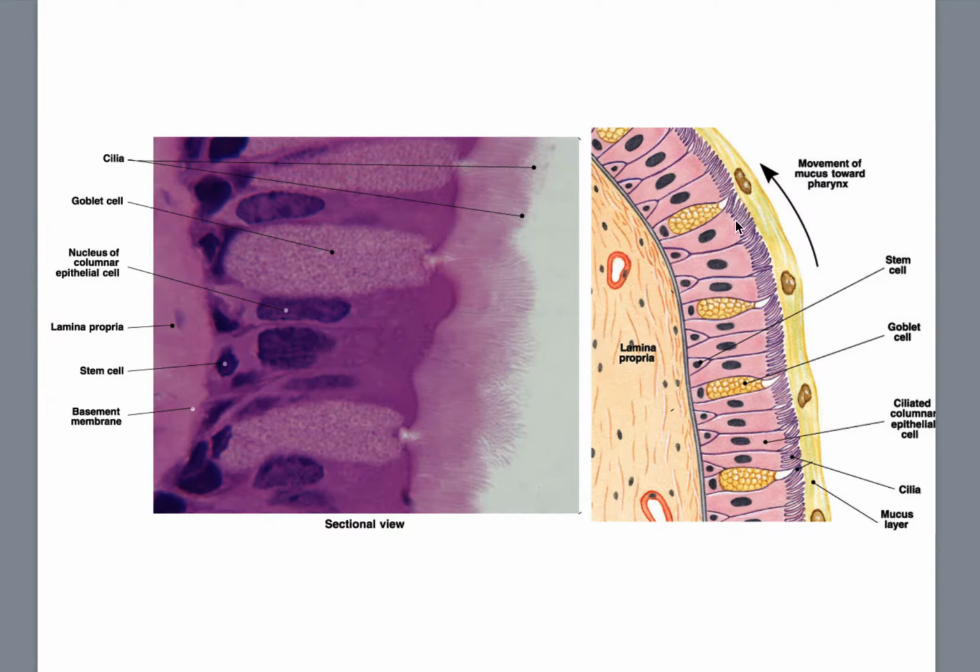Cilia move. So if you look at all of this, why would I want to have a structure inside the lungs that would move? Well, what is the mucus for? To trap bugs, cells, invading substances, pollen, etc. It traps them in the mucus, and what do I want to do with the mucus? Well, I want to move it up and out. So the cilia will move it up and out.